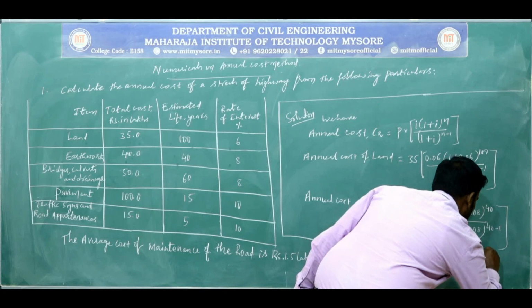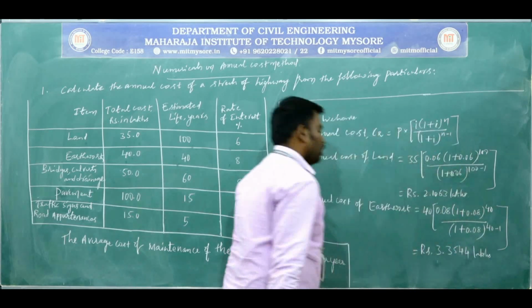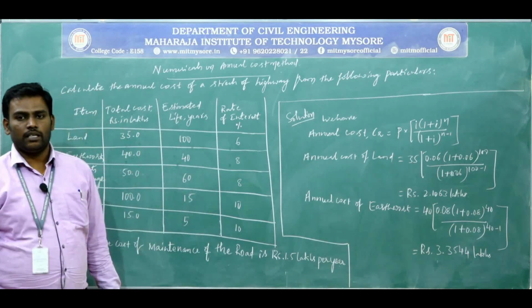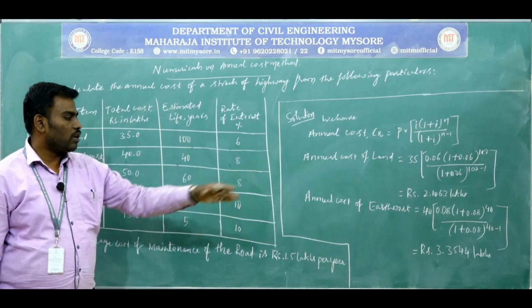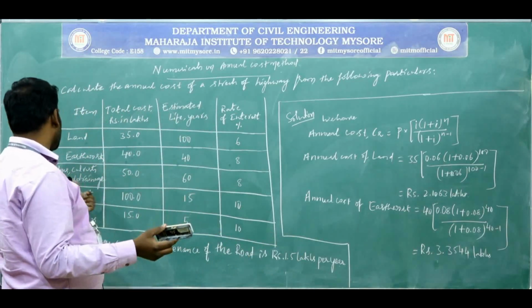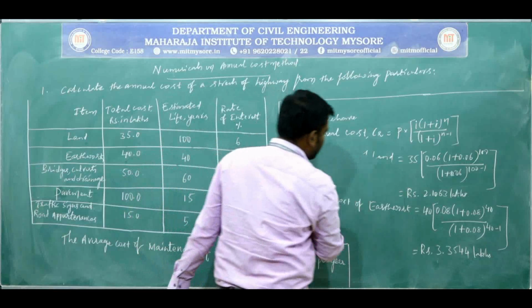This will give about rupees 3.3544 lakhs. That is the annual cost of earthwork. Similarly, find the annual cost of bridges, culverts and drainage.